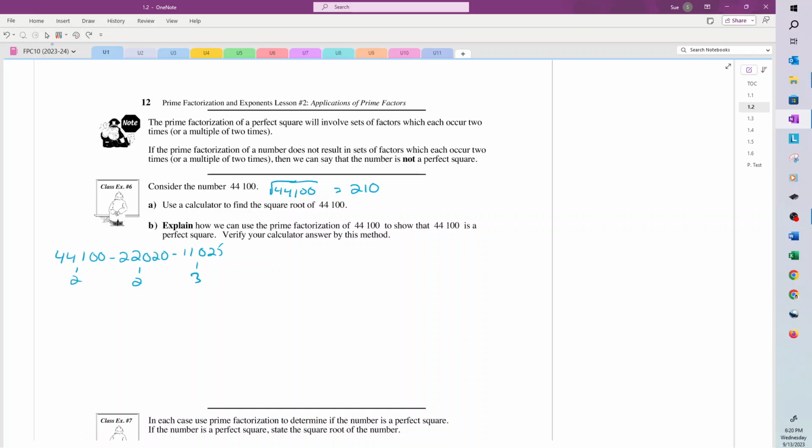I know that it divides by 5 because it ends in a 5, but I typically try and divide it by 3 first so that my prime factors end up all in order. So I'm going to divide that by 3, and that gets me 1225. That doesn't divide by 3. Oh, sorry, I missed a number. Sorry. Let's fix this.